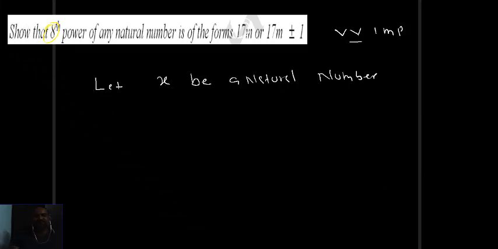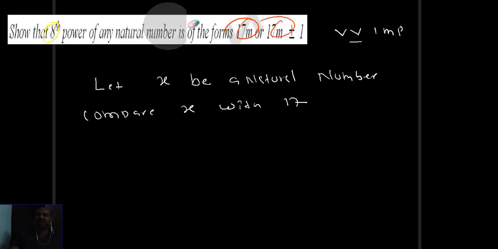Compare x with 17. Why with 17? Why can't you compare with 7? Why can't we compare with 11? The problem is saying that we want to prove this for any number of the form 17m or 17m plus r. That's why I am comparing x with 17. Compare x with 17. Then two cases will arise.